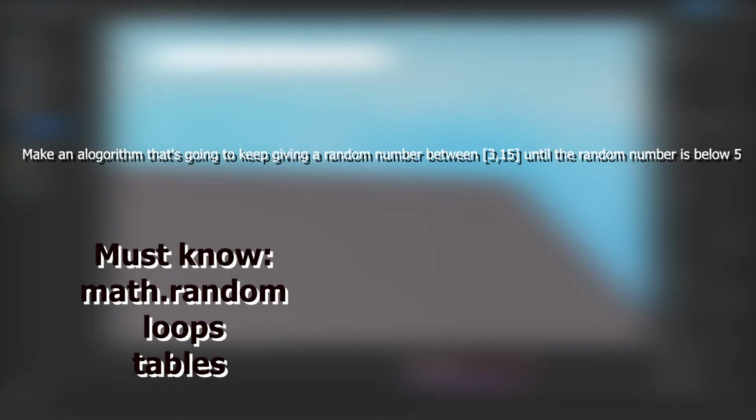All right, so this is your first exercise. I want you to make me an algorithm that's going to keep giving a random number between 3 and 15 until the random number is below 5. This is what you must know. Math.random is something pretty basic in Lua. Loops and tables. If you don't know about these, go study them right now and make me that algorithm. I'm waiting.